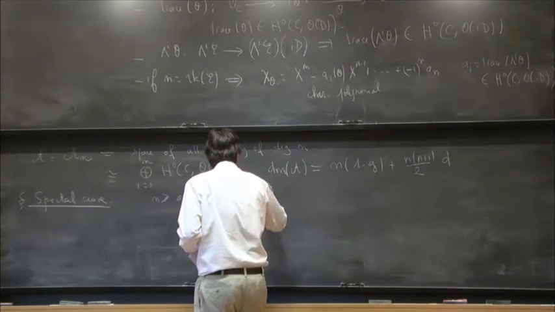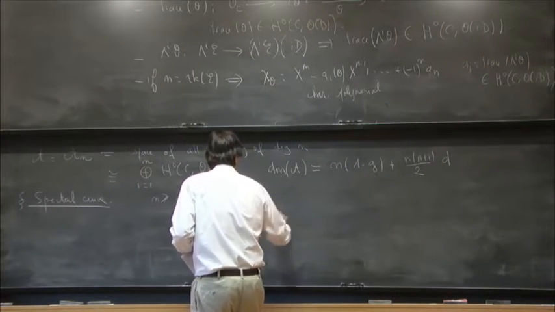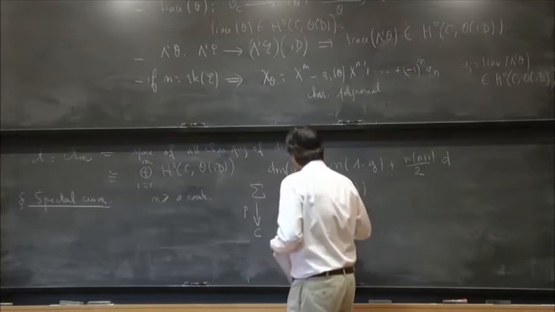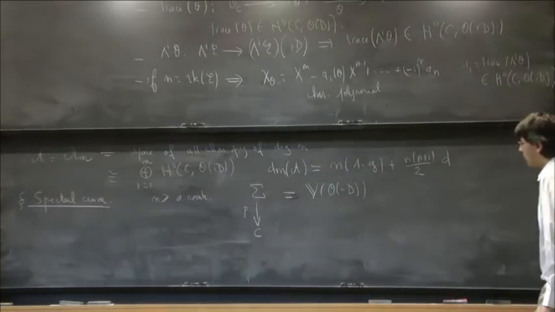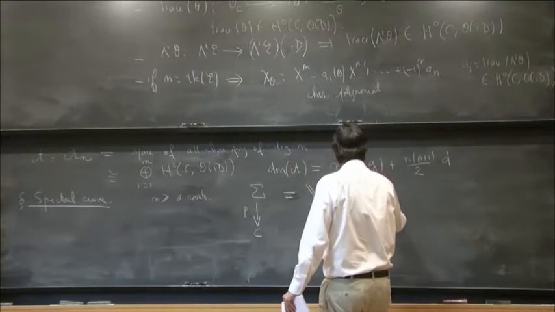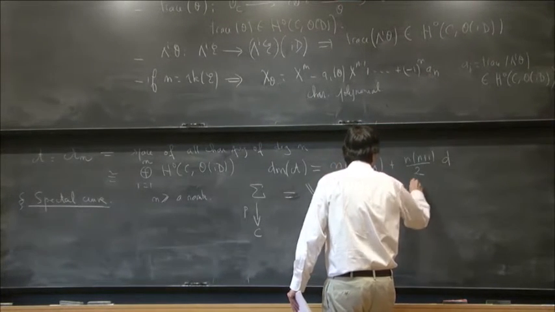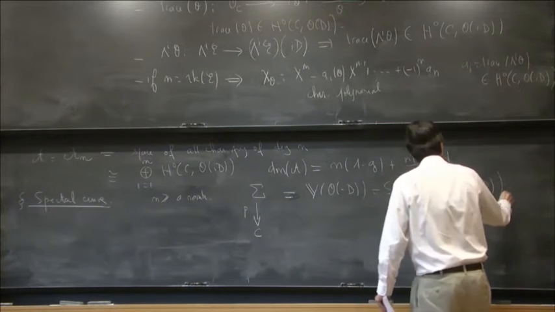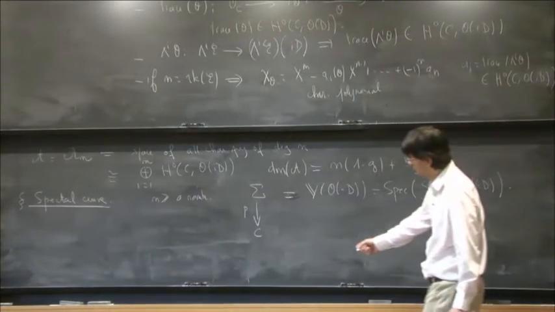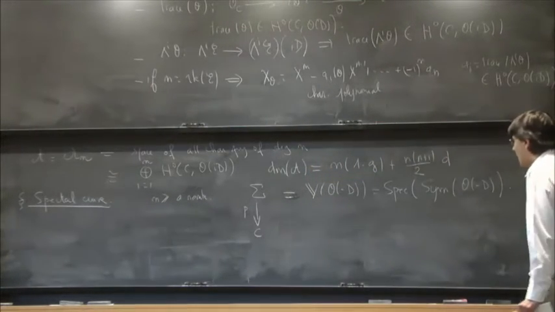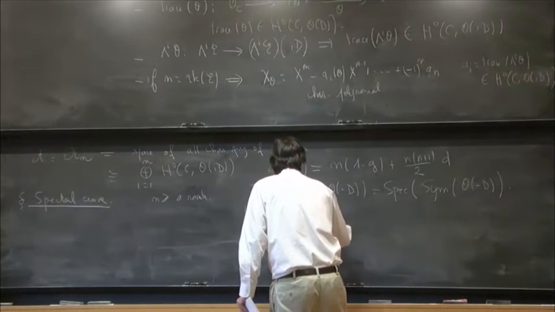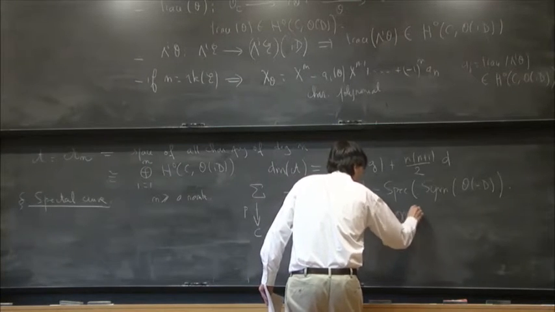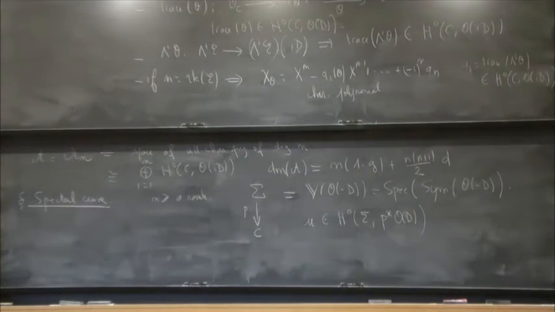Let me consider the whole space of the line bundle O of D. By the Grothendieck construction, this is the spectrum of the sheaf of algebras Sym of O of minus D. We have a natural projection on C. And you have a universal section of the pullback of O of D.